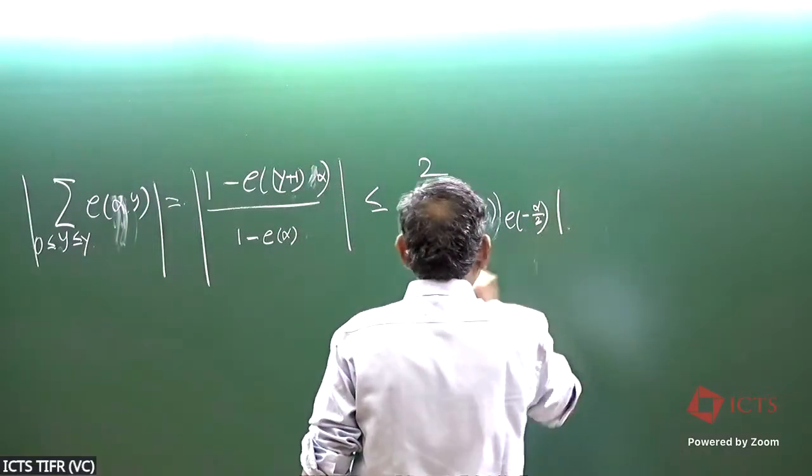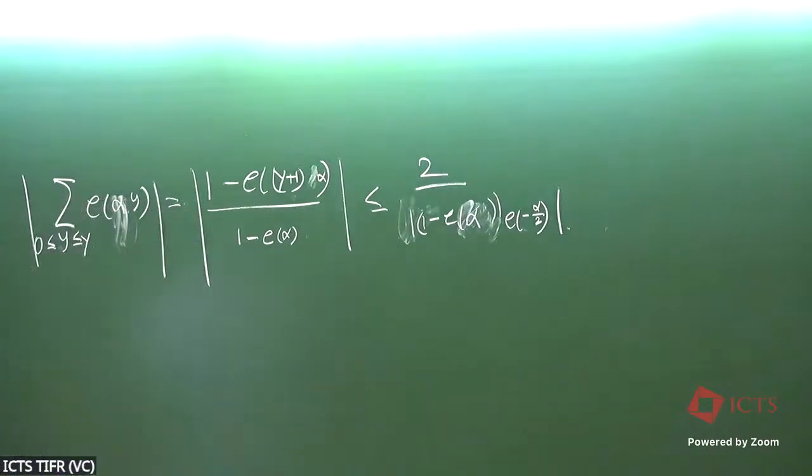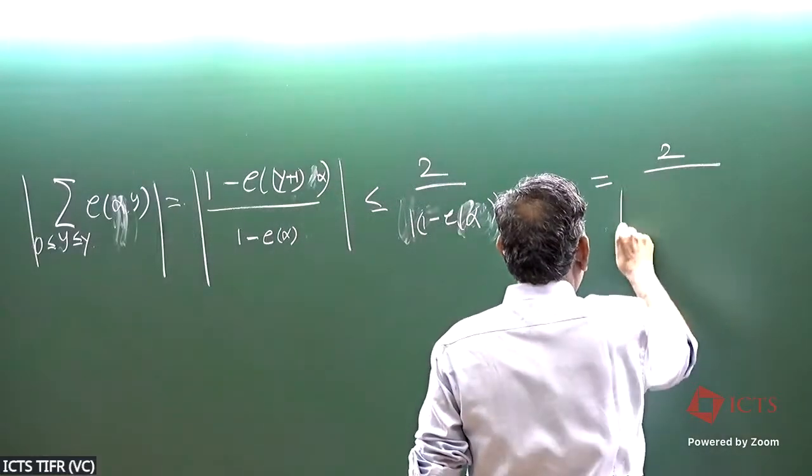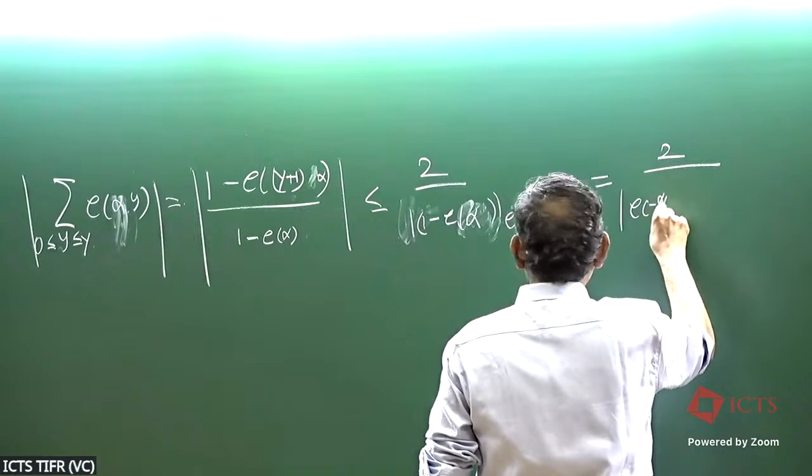I am going to multiply by e power minus alpha by 2, which I am always entitled to do because the modulus of e power minus alpha by 2 equals 1. And therefore, there is no problem in that. And that is therefore equal to 2 by e of minus alpha by 2 minus e of alpha by 2.